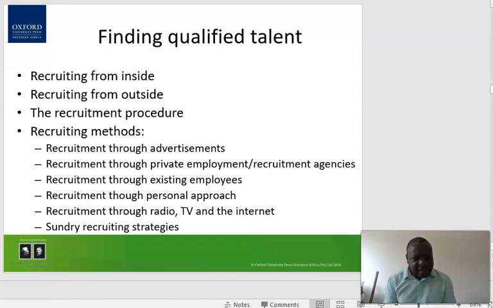But on the other side, if you recruit from inside, the person that is most likely to fill that position is most likely to do what the person who left that position was doing. So if that person was not performing well, the person that you are hiring is most likely to do exactly what that particular person who left was doing.